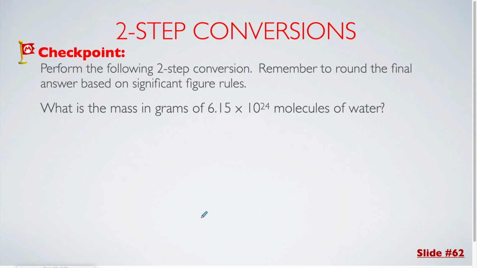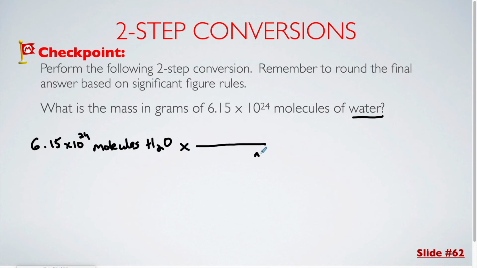We have one more checkpoint question that we're going to be doing with these two-step conversions, and this is a little different just because here we have water, which is a compound, not an element, but we're going to approach it in the same exact way. So I have 6.15 times 10 to the 24th molecules of water, which is H2O. I picked out a compound that you should be familiar with.